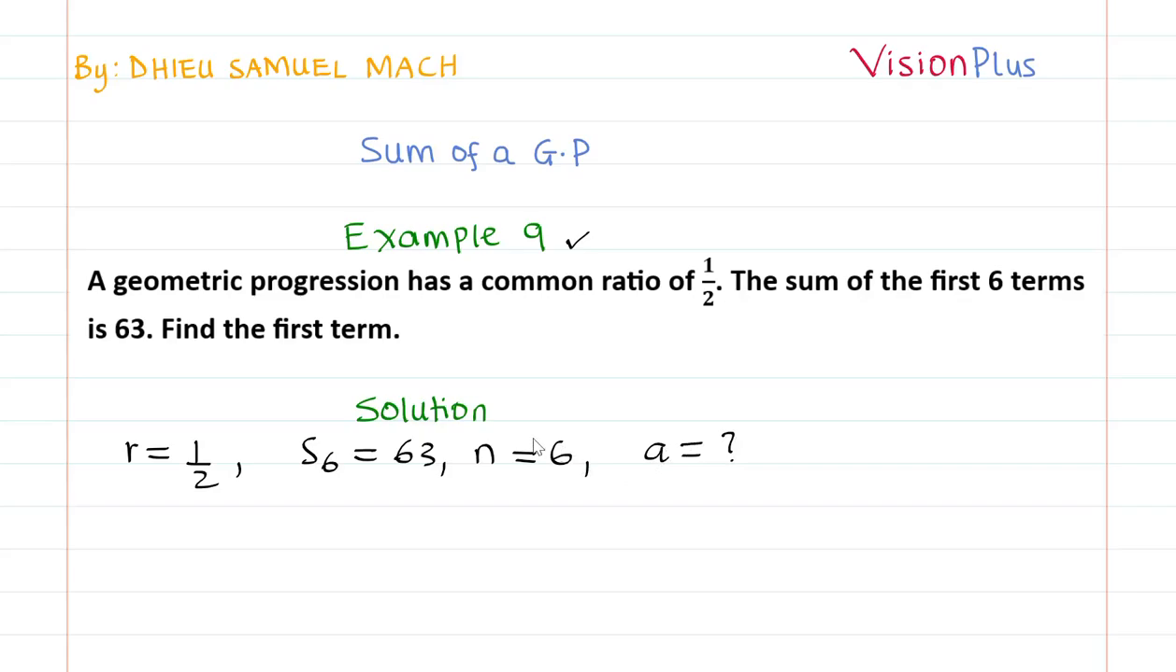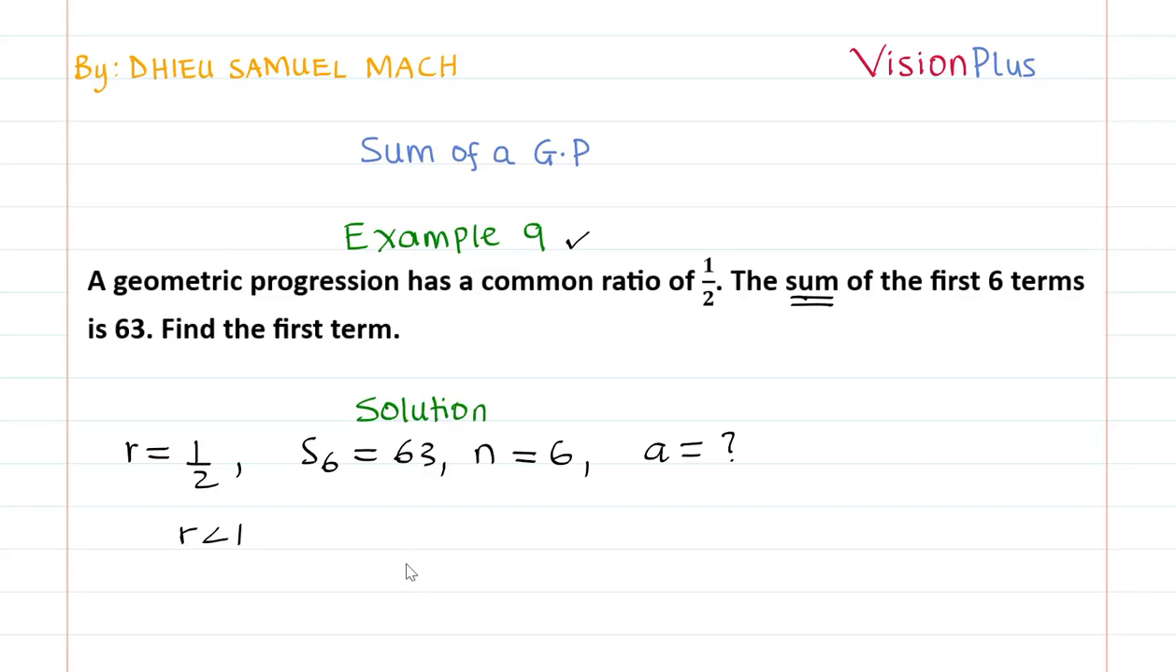Now from here, we are given the common ratio and the sum of the first 6 terms, and we find the first term. What we do is apply the formula for getting the sum of a GP, simply because the question has an element of sum in it. And remember, there are 2 formulas for getting the sum. The 2 formulas depend on the value of R. Like for this case, R is a half. A half is less than 1. So R is less than 1.